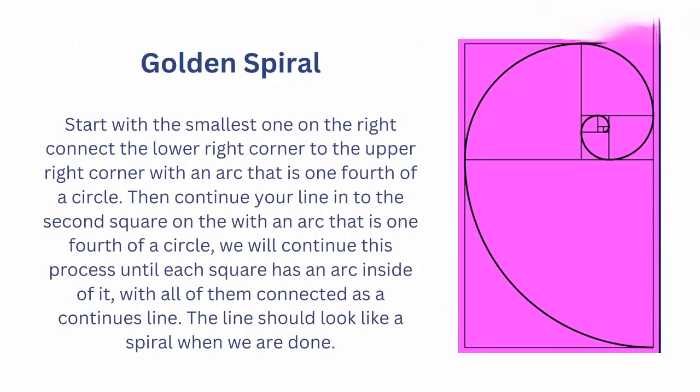Golden spiral. Start with the smallest one on the right. Connect the lower right corner to the upper right corner with an arc that is 1/4 of a circle.